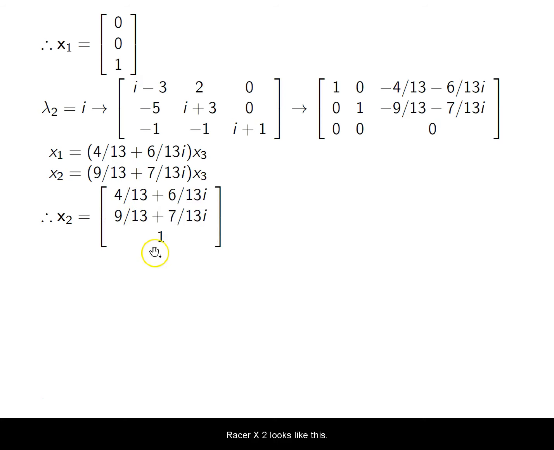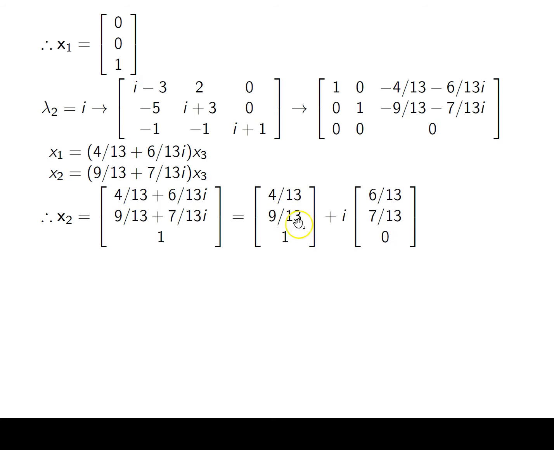Right, so x2 looks like this. When I separate it out, this is my real part. Anything that does not have an i is real. All the stuff with the i is imaginary. So the real part is these three, and the imaginary part is these two and 0. These are my two vectors that I'm going to use, the real part and the imaginary part.